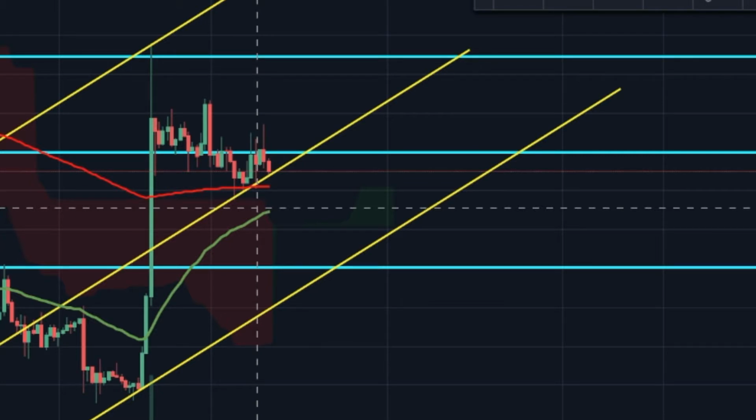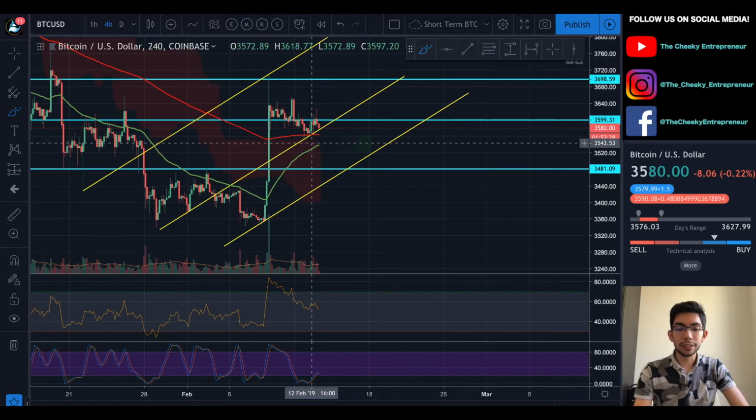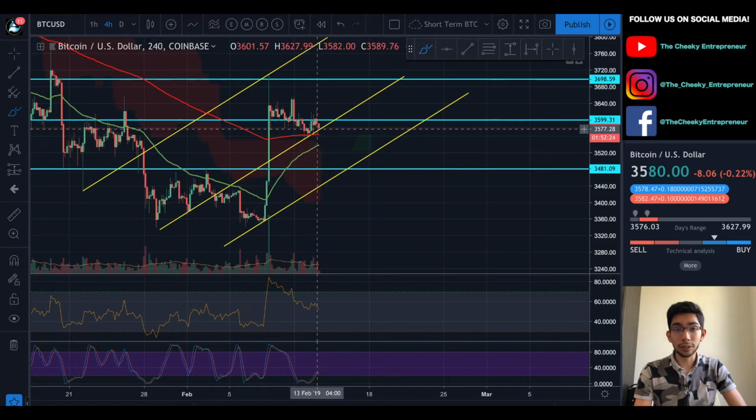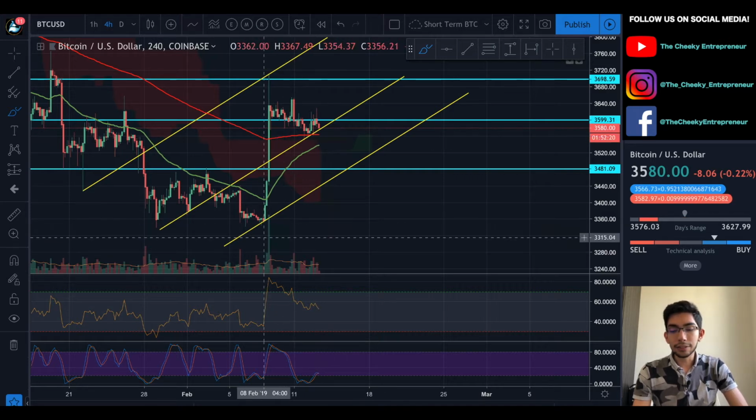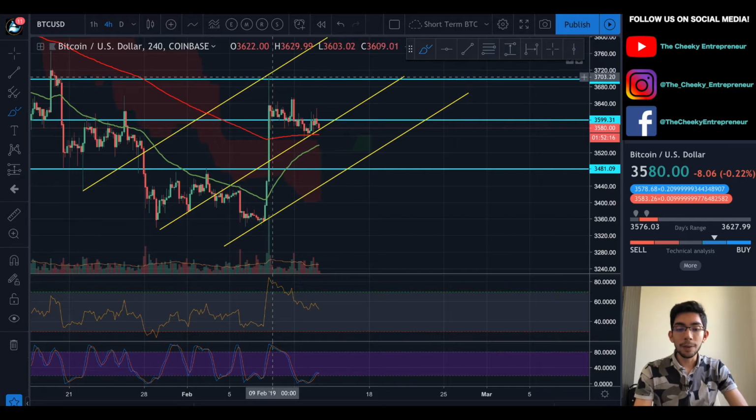So we have seen some resistance around here. Right now I am just waiting to see whether this line can hold and it can actually go up. If not, I'll just close the long. I've already profited from 3,350 all the way to 3.7k, so I wouldn't mind if it closes down with a small loss in this scenario.